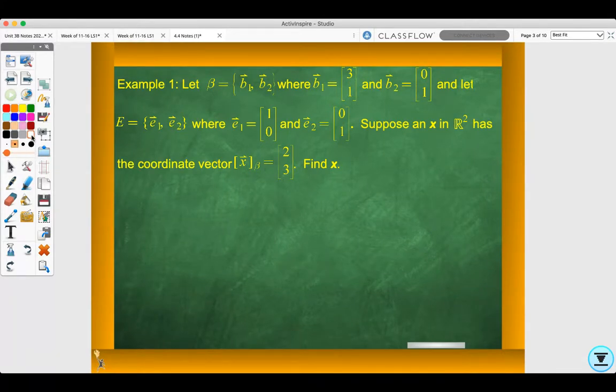Let's look at example 1. Let B be B1 and B2, where B1 is 3, 1, B2 is 0, 1, and E be E1 and E2, where E1 is 1, 0, and E2 is 0, 1. Suppose that vector x in R2 has the B coordinate vector of x equal to 2, 3. Find vector x.